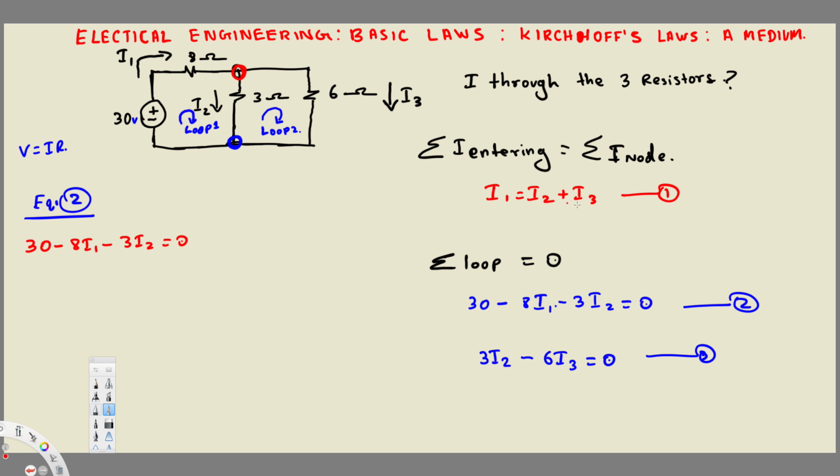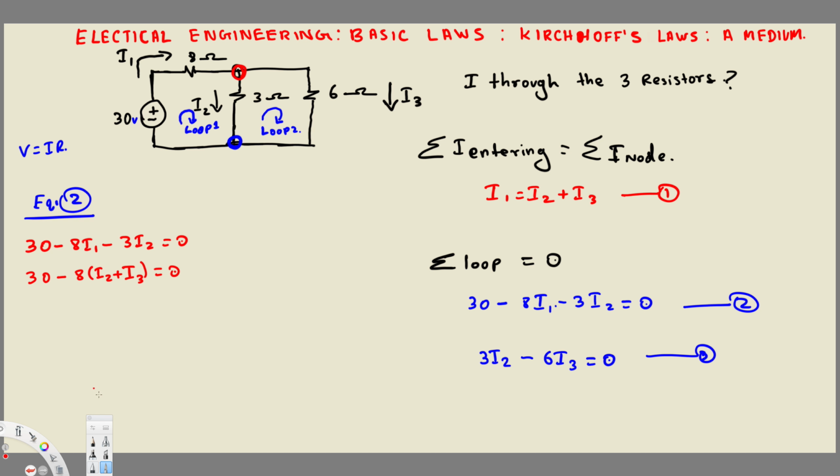And we know that I1 is equal to I2 plus I3, so we can plug that in instead of I1. So this is going to be 30 minus 8 I2 plus I3 equal to 0. You can use any method you want to solve for I2, I3, I1. All you have to do is get the final answer, right? So this is one of the methods. So let's go ahead and solve it.